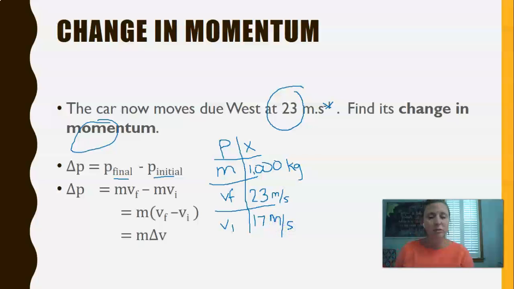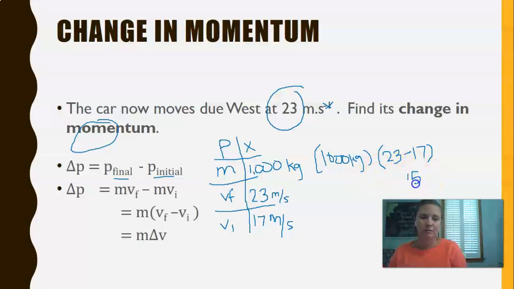So just a little extra step in this one, not too much. All we're going to do is, once again, take our 1,000 and find the difference between our velocities, which is 23, our final, minus 17, our initial. And so when we do that, that gives us 6 here. 23 minus 17 is 6. And we're still going to multiply this by 1,000.